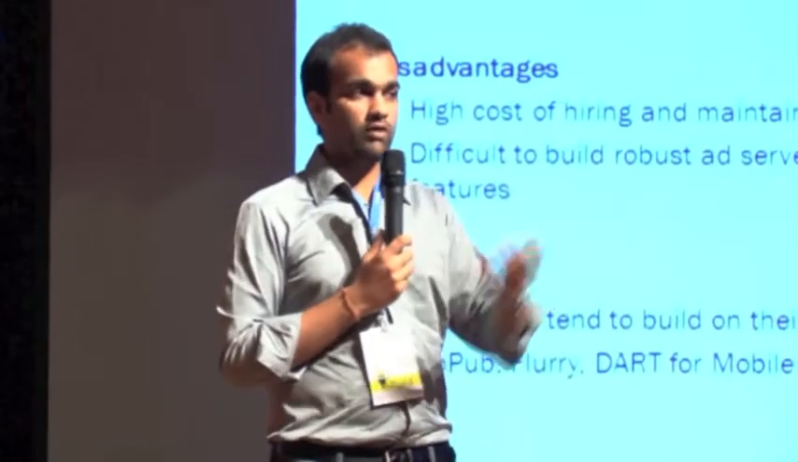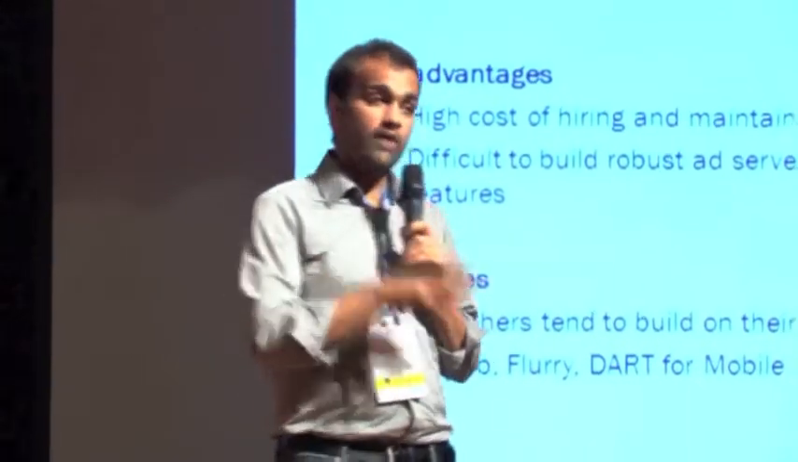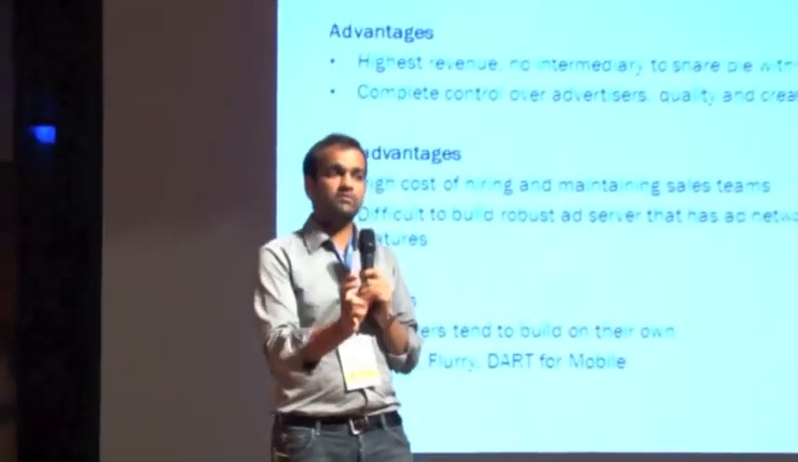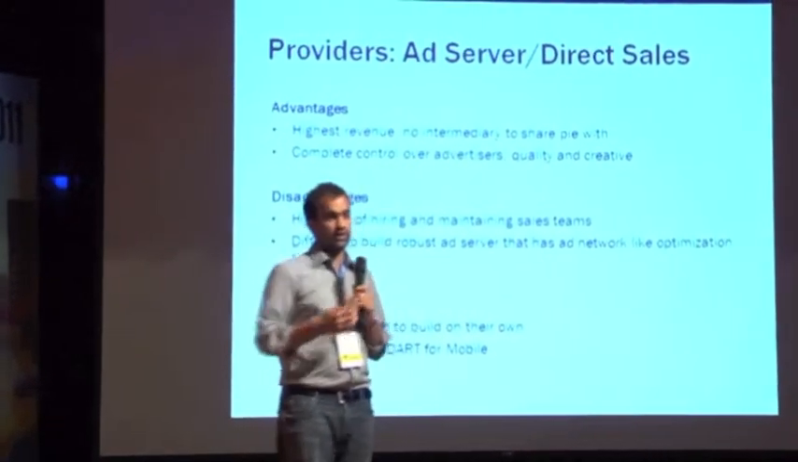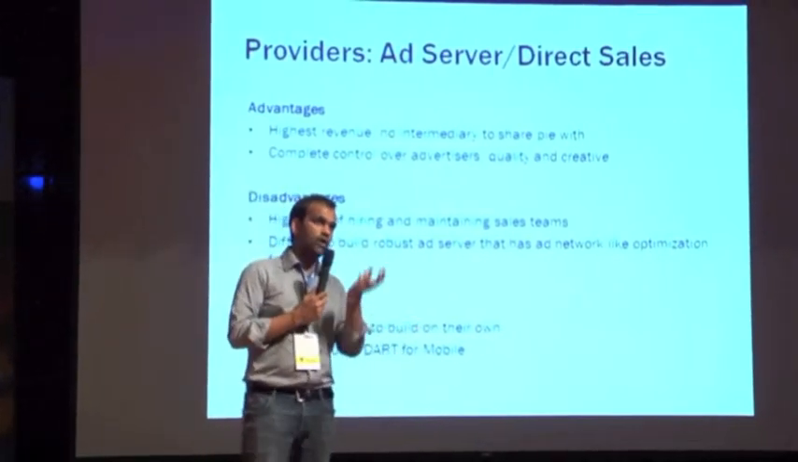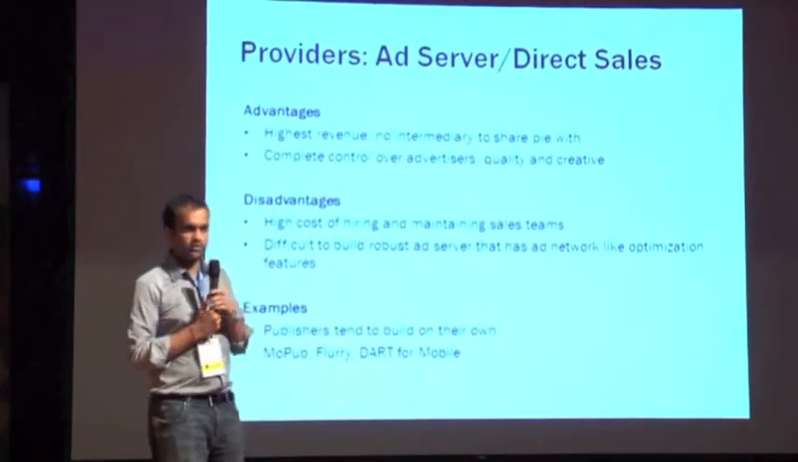Usually, as I said, publishers tend to build it on their own, which means a lot of application developers build it on their own. However, seeing this gap in the market, there are some new solutions coming out. There's a company called Mopub who's doing it, and Flurry ourselves is able to come out with a solution where you can use our ad serving technology to power your ads.